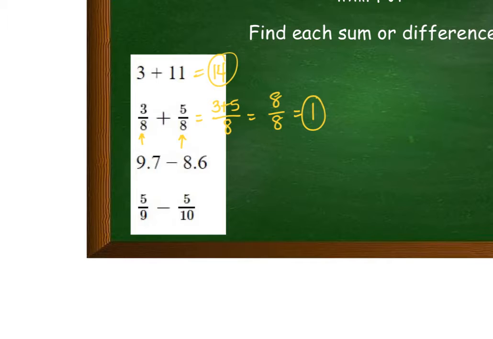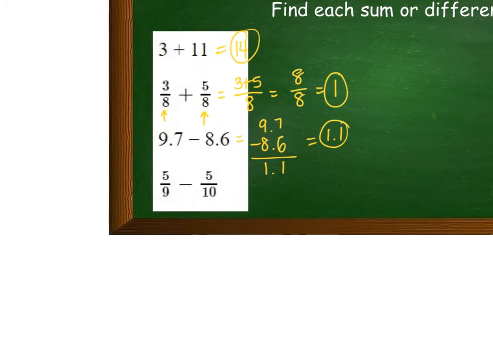9.7 minus 8.6, okay? So how we do this, we subtract them vertically. 9.7 minus 8.6. 7 minus 6 is 1. 9 minus 8 is also 1. So we are left with 1.1.